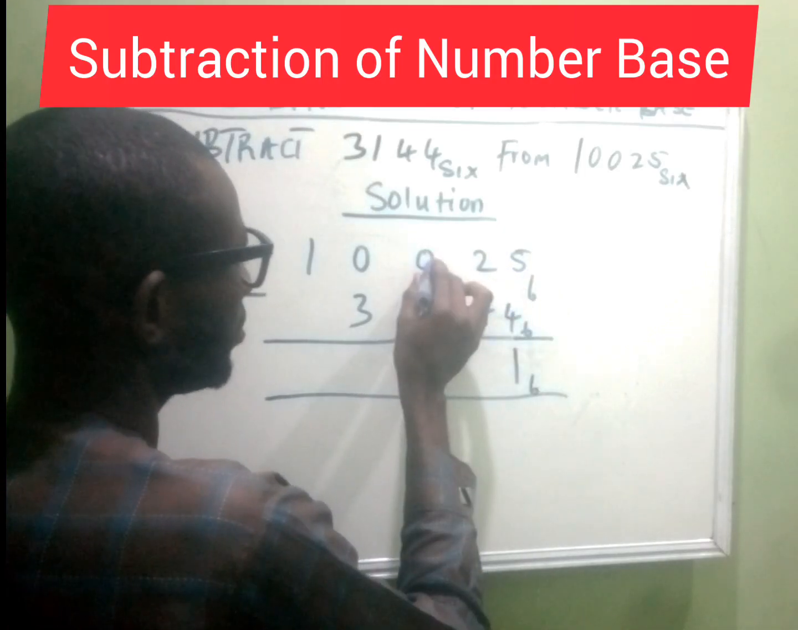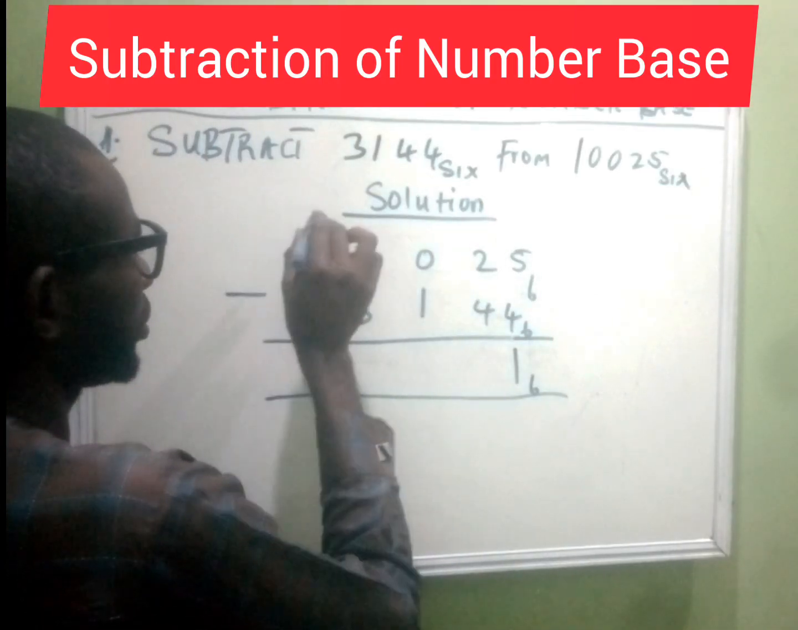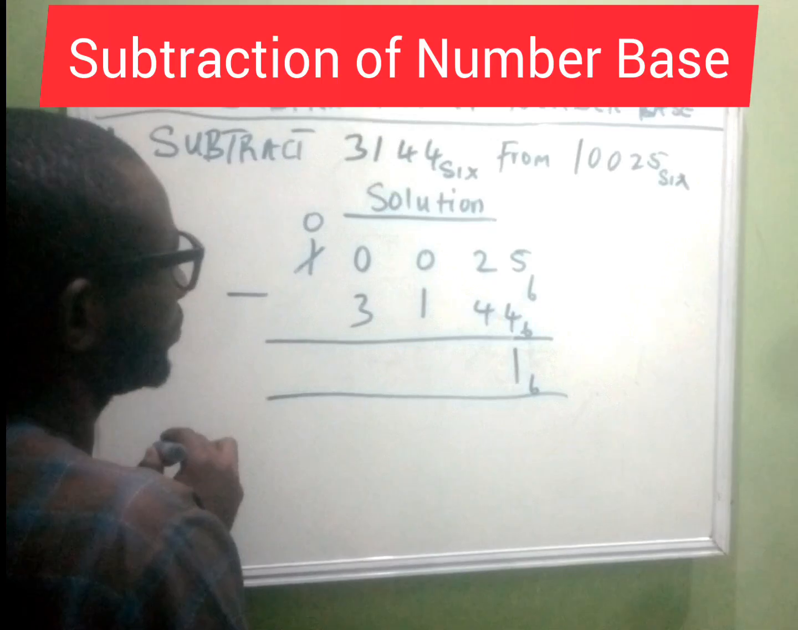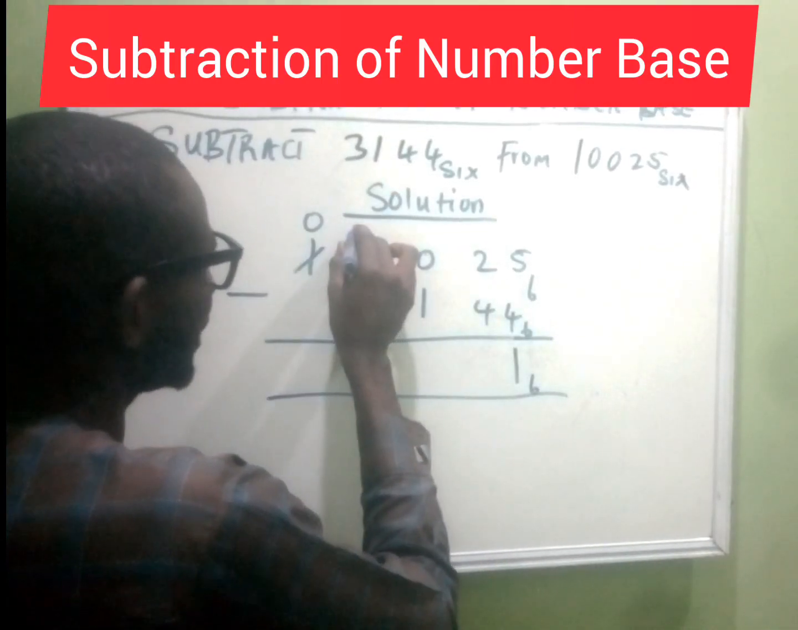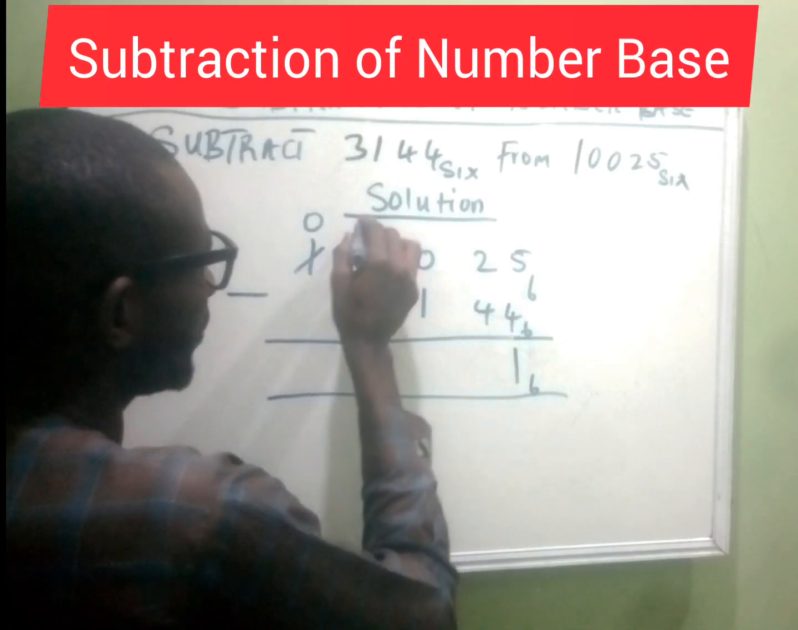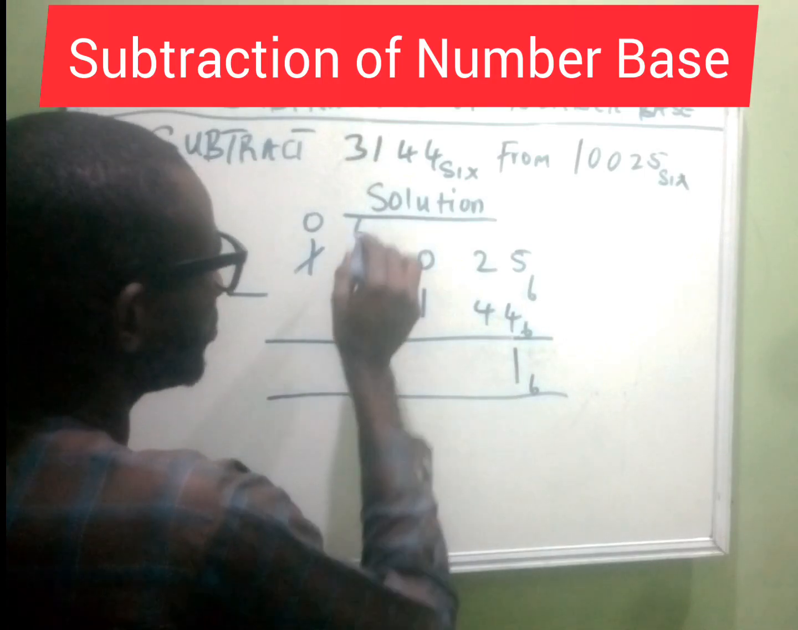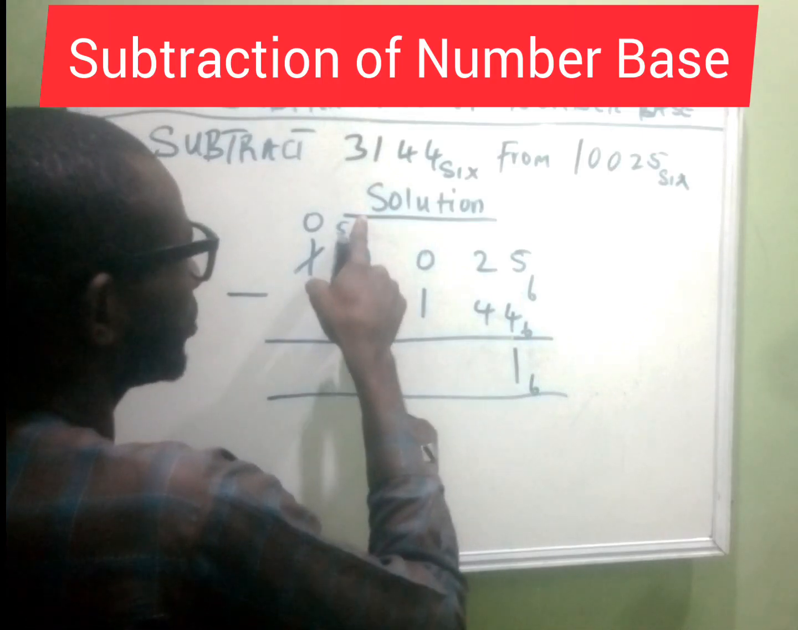And when you see we can't borrow from here, we cannot borrow from here. So we are going to borrow from this side, which is 1. This one now becomes 0. Remember that we are working with base 6. So when we borrow this one, at this point, this one will become 6. Okay? And when this one becomes 6, we borrow 1 from here, it will move from 6 to 5.